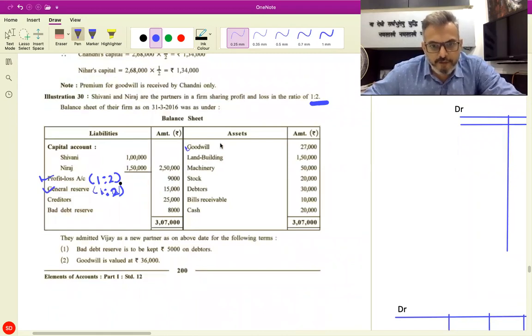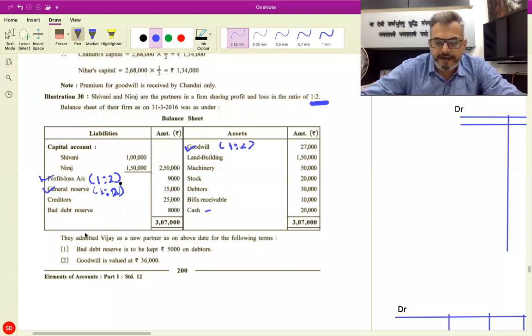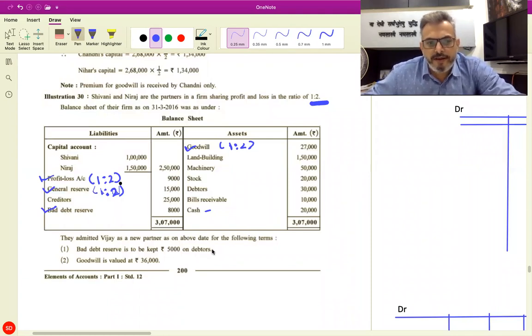Goodwill, now we have old goodwill which will go in the old ratio, so 1 is to 2. Then land and building, machinery, stock, debtor, bill receivable, and cash. Cash will go to cash account. They admitted Vijay as a new partner as on the above date for the following terms. Bad debt reserve is to be kept 5,000 on debtors. So take bad debt reserve. Goodwill, new goodwill is valued at 36,000. We will see this later.